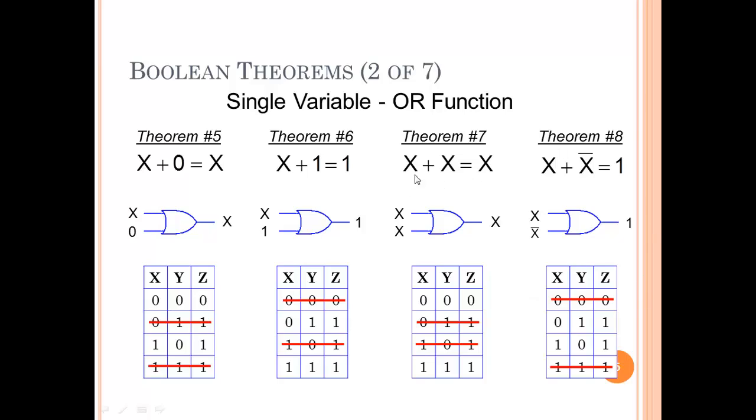X or x. Okay, that turns out if x is 0, you have 0 or 0. That's going to give you 0 out of an OR gate. If you have 1, you have 1 or 1. That's going to be 1 out of an OR gate. All right, and x or not x. Well, one of those is always 1. So you know that that output will always be 1 as well.